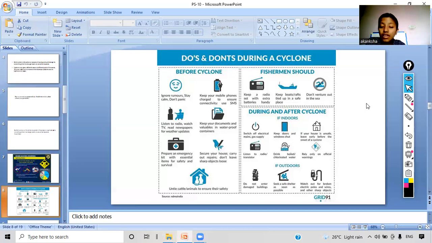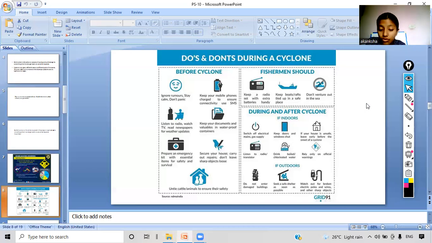And during and after a cyclone, what should we do if we are indoors? Switch off electrical main switches and the gas supply to prevent any accident from happening. Keep doors and windows shut. If your house is unsafe, leave early, before the onset of a cyclone. Listen to the radio and transistors for correct information. Drink boiled water. Rely only on official warnings. Do not believe in rumors.